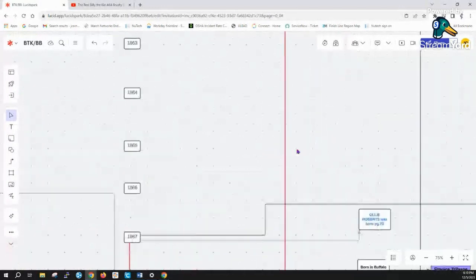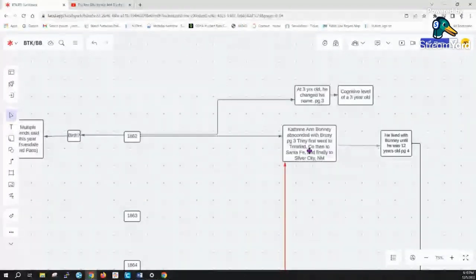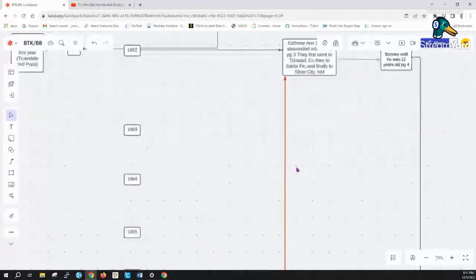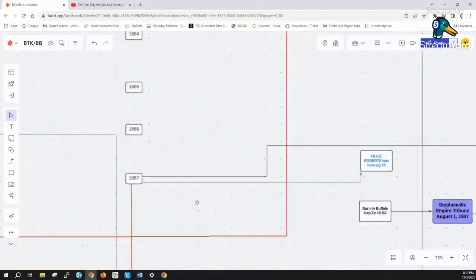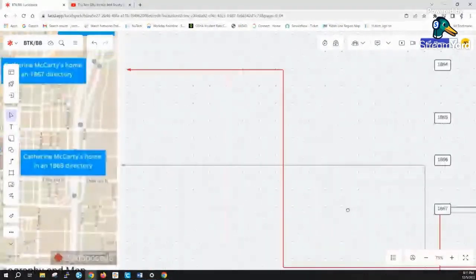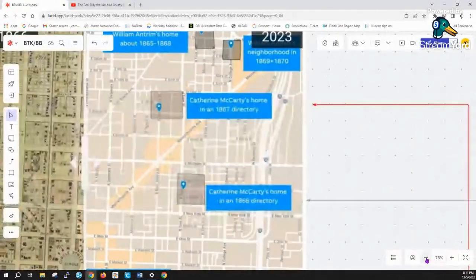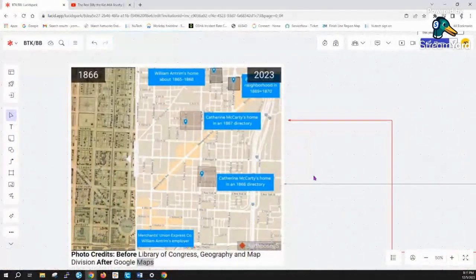Keep in mind, folks, that she absconds with him, goes to Trinidad, Santa Fe, and Silver City, and they end up there, I'm guessing 64, 65. The problem that we've got is when we follow this red line, this is an outline of a city for Indianapolis, Indiana. And on the census records and the registry, they have Catherine McCarty's home in 1867, and Catherine McCarty's home in 1868. We have William Antrim's home, 1865 through 1868.